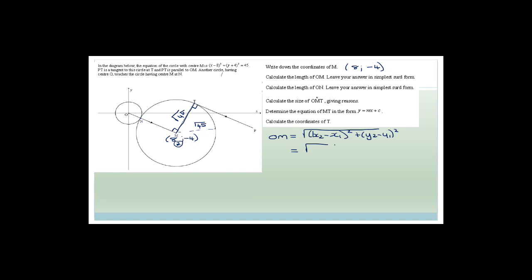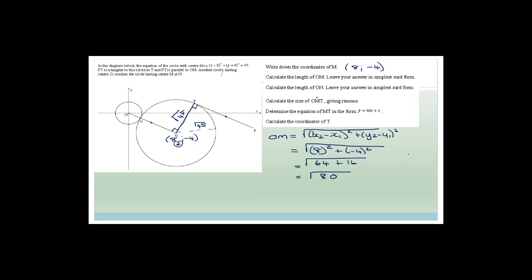So that is the square root of x2, which is 8 squared, plus y2, which is minus 4 squared. So you've got the square root of 8 squared, which is 64, plus 4 squared, which is 16. So we've got the square root of 64 plus 16, which is 80, the square root of 80. So it says leave your answer in the simplest surd form. So we're not finished. You're welcome to use your calculators.